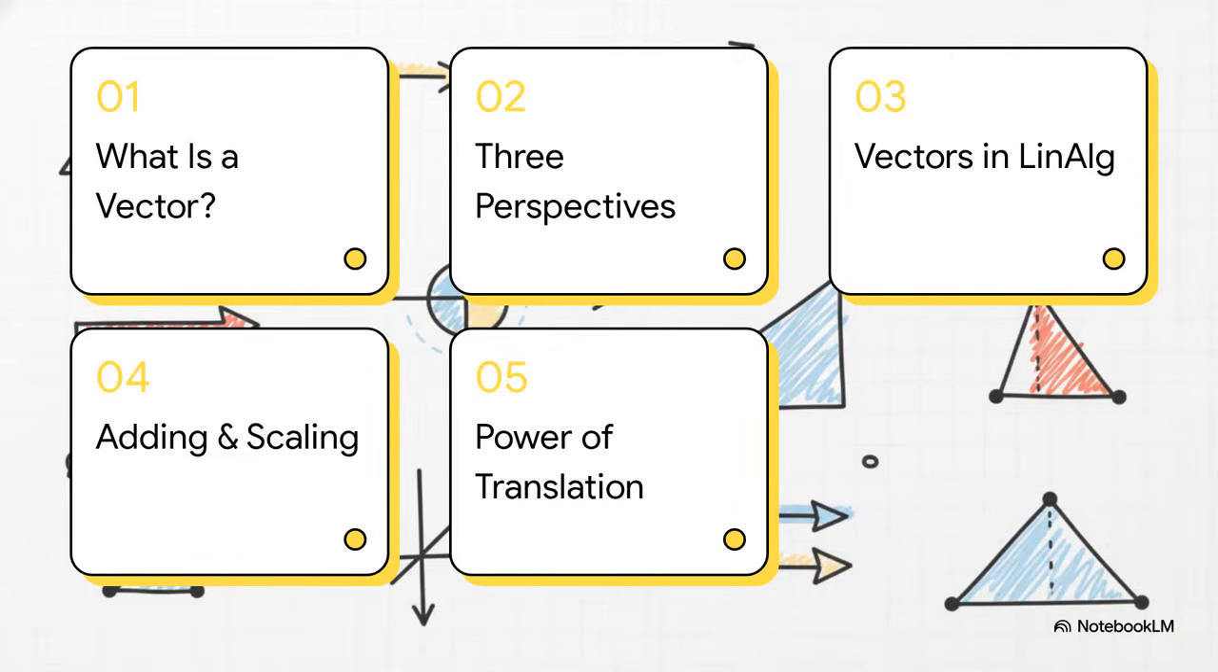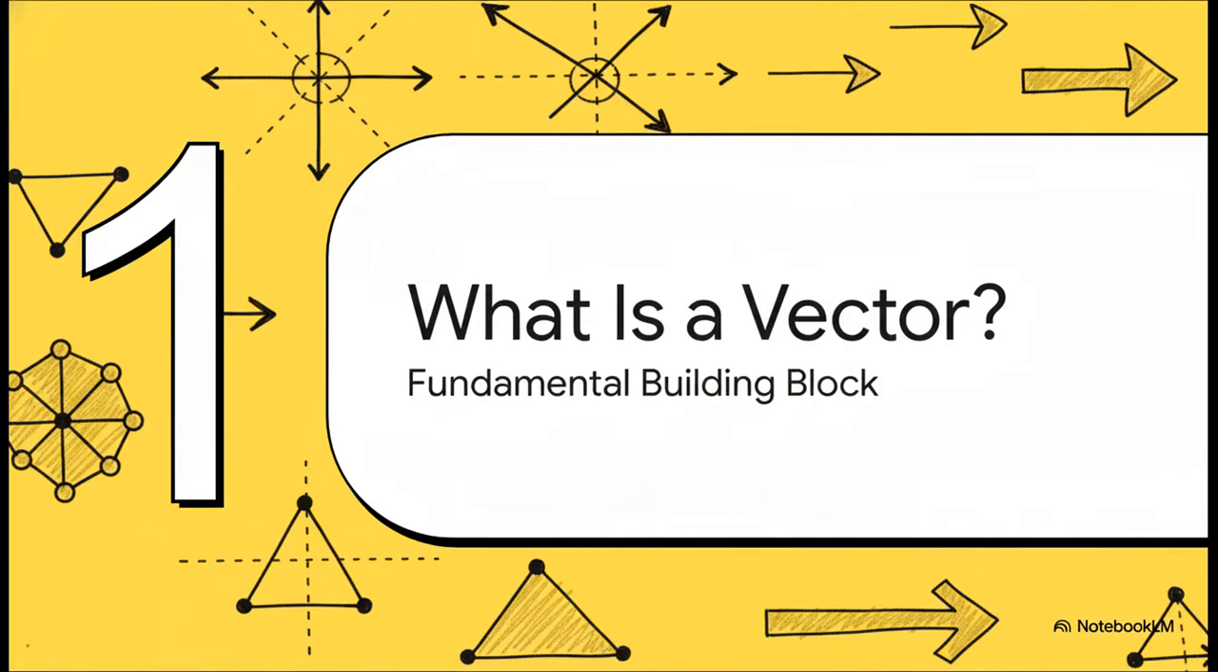First, we're going to tackle the big question. What even is a vector? Then we'll look at it from 3 totally different angles. We'll nail down how linear algebra specifically thinks about them, cover the 2 most important things you can do with them, and then finally, we'll see why any of this actually matters. All right, let's just jump right in.